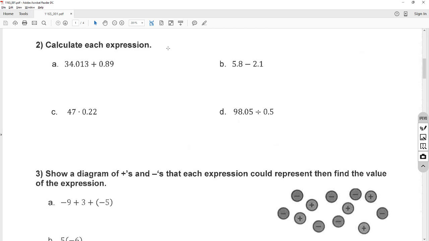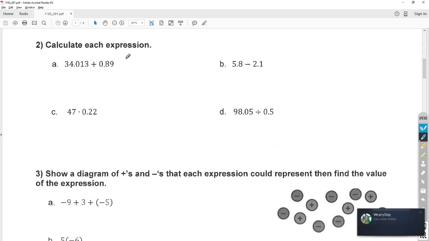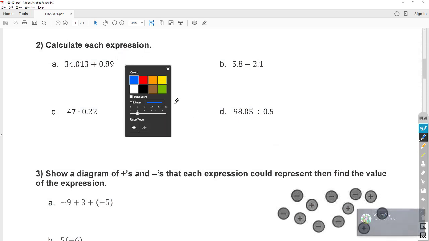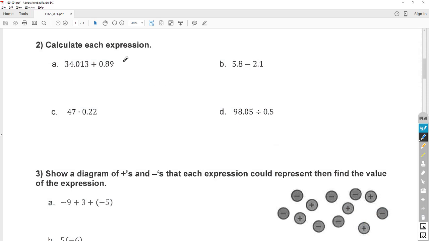So you have to change it back to my pen. There we go. So you have 34.013.